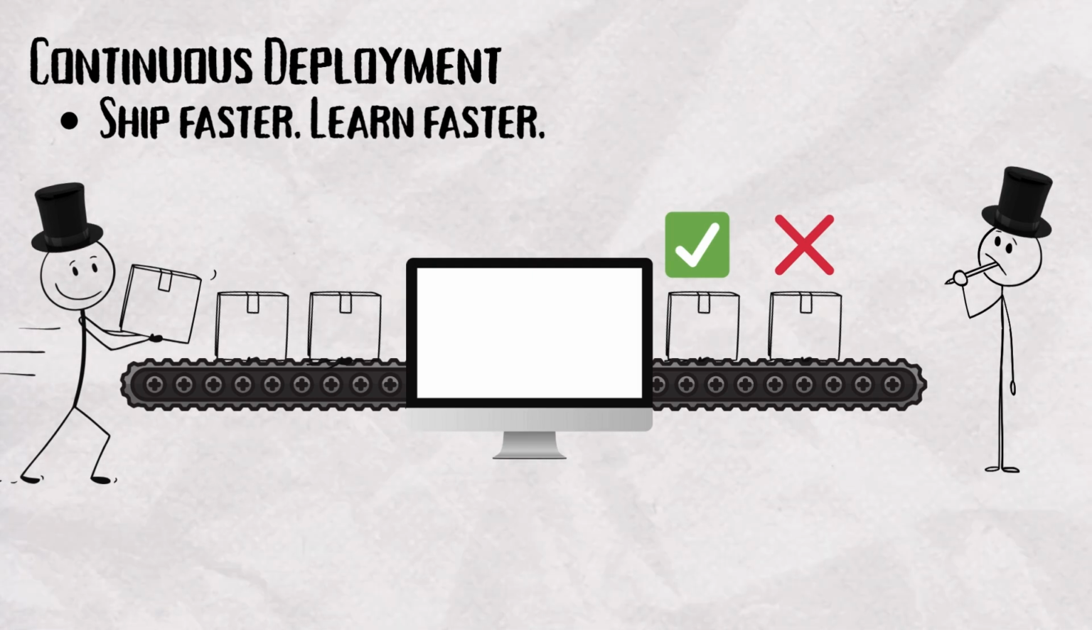For example, Amazon makes hundreds of code updates a day. That's how they stay ahead. They're always testing, learning, and improving.